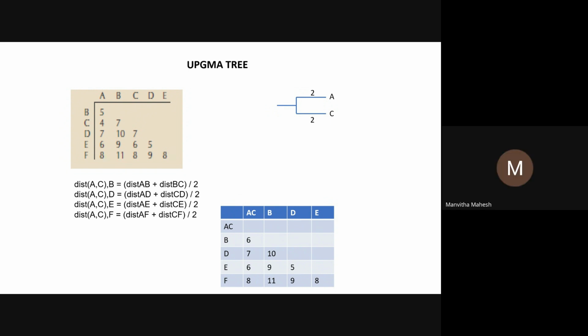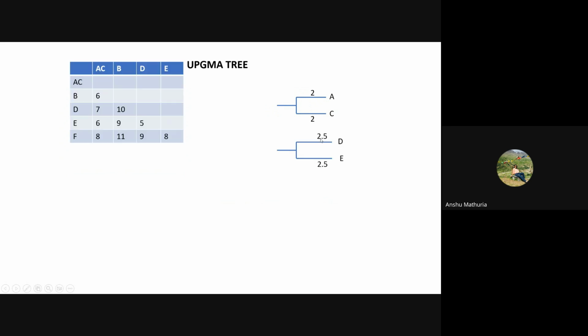Yes, ma'am. It's with D and E. Yes, D and E, this is 5. So we'll do a similar thing, as D and E is not related to A and C. So you will make a separate tree like this and write D, E and the distance is 5. So 5 divided by 2 is 2.5 and 2.5. Is it clear?